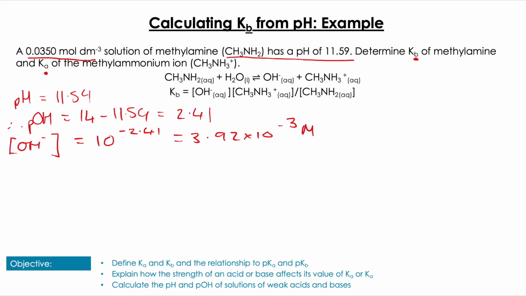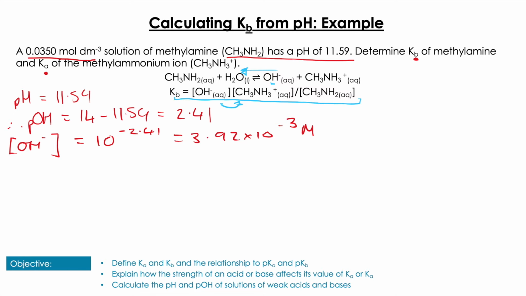Now, unlike the previous question, we haven't been given our Kb value, but we can still do what we did previously, which is making the OH minus and the methylammonium ion equal to each other in the Kb expression, because we assume that the equilibrium lies to the left-hand side. So we're still making that assumption. That means OH minus has that concentration and so does the methylammonium.